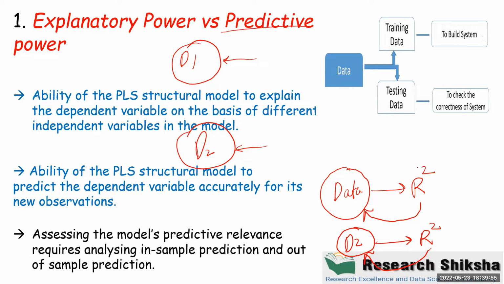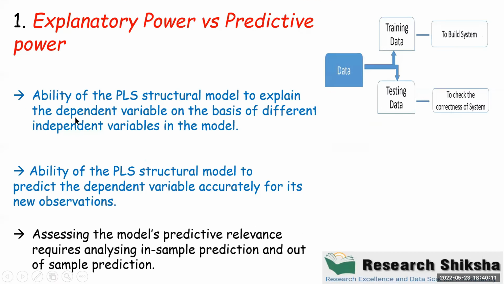Explanatory power indicates the same data set, the same R square. Predictive power means a different data set, but the same model. So that is the basic difference between explanatory power and predictive power. The ability of the PLS structural model to explain the dependent variable on the basis of the different independent variables in the model is called explanatory power. And predictive power means new observations. You can see this word, how good the model is on new observations. That is called predictive power.